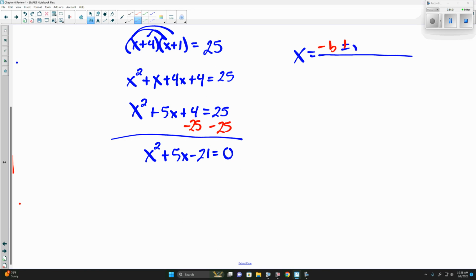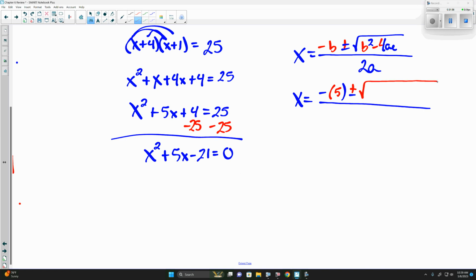Negative b plus or minus the square root of b squared minus 4ac all over 2a. Most all the ones on the test should work out nicely, but this one here does not. Yes. So at this point here, we're going to plug in the values of a, b, and c. Well, b is positive 5, so we have negative 5, plus or minus 5 squared minus 4. A is 1, c is negative 21, all over 2 times a, or 2 times 1.